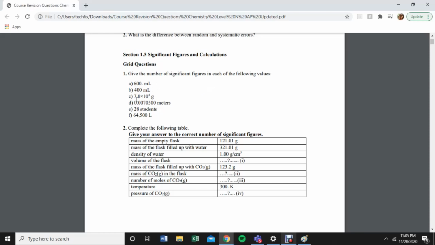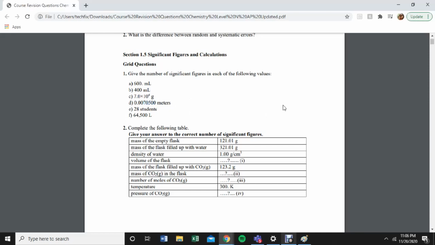For part C, there is a 0 to the right and there is a decimal point, so you count the 0 to the right as one of the significant figures. So part C has 2 significant figures. Part D, there's a decimal point, there are 2 zeros to the right, you count them because there is a decimal point. So part D has 5 significant figures, okay?